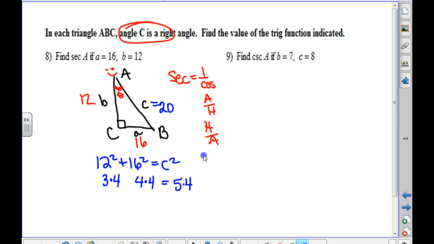What else do we have going on? We didn't finish this. We need hypotenuse over adjacent. Hypotenuse is 20. And adjacent to us up here is the 12. Can we reduce that? By 4? Did I do that right, guys? 12 over 20 becomes 5 over 3. So the answer to the question is that the secant of A is equal to 5/3.